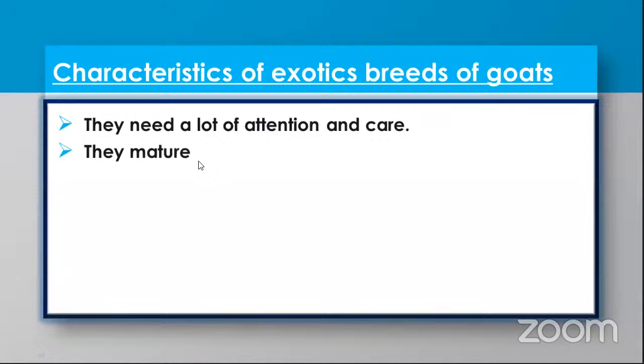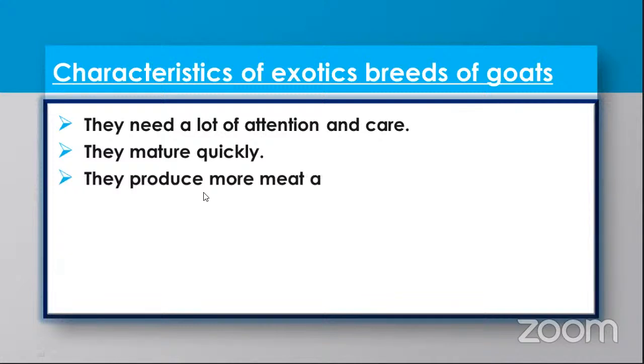The second one, which you have also talked about, some of you were saying they grow very quickly. That is good. Here, I've also used the word mature. They mature quickly. Once they are produced, within a month they have already grown more than these local breeds. And another one, you said they produce more meat and milk. Some of you were using the word quality meat and milk. That is the correct answer.